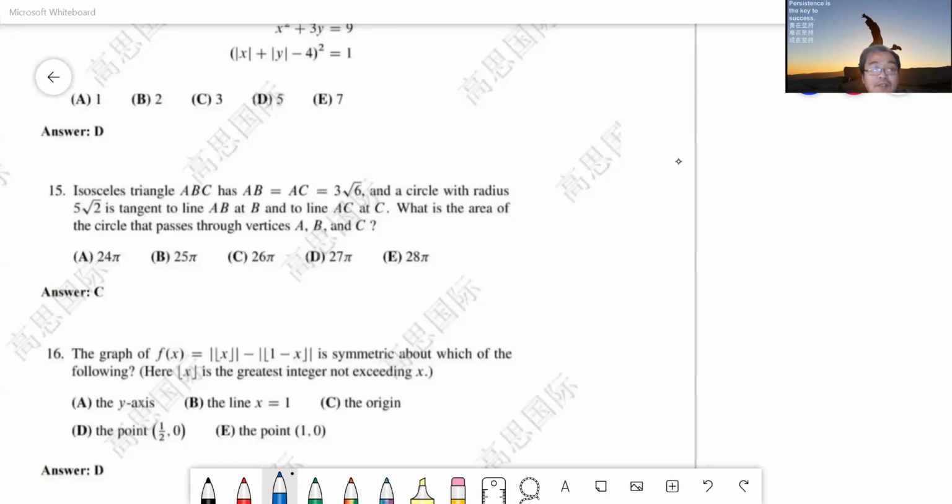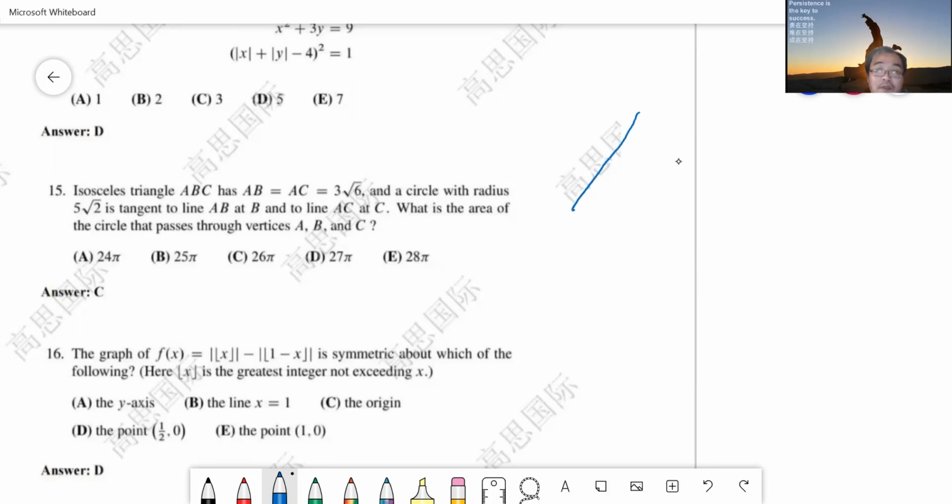Question 15. An isosceles triangle ABC has AB equal to AC equal to 3 square root 6, and a circle with radius 5 square root 2 is tangent to line AB at B and to line AC at C. What is the area of the circle that passes through the vertices A, B, C? Right. This is a geometry question, and it doesn't give you a diagram. So the first step, we usually draw a diagram. So let's draw a diagram.